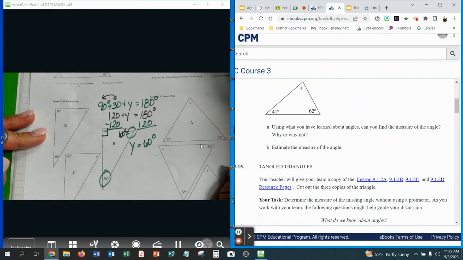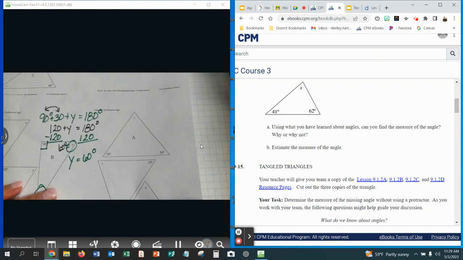Questions? How do you feel about it? Thumbs up, thumb to the side. It seems pretty straightforward, doesn't it? Cool. Hold on. All right, let's do one last one.